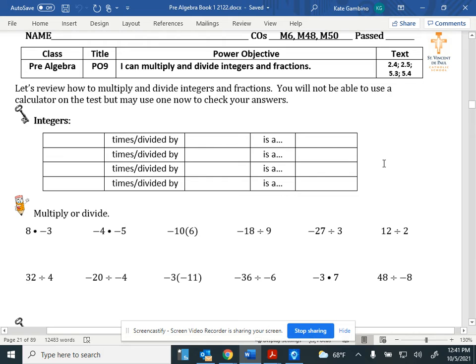All right, today we are working on PO9. I can multiply and divide integers and fractions. So let's fill in our table like we did yesterday. Reviewing how to multiply and divide integers and fractions.